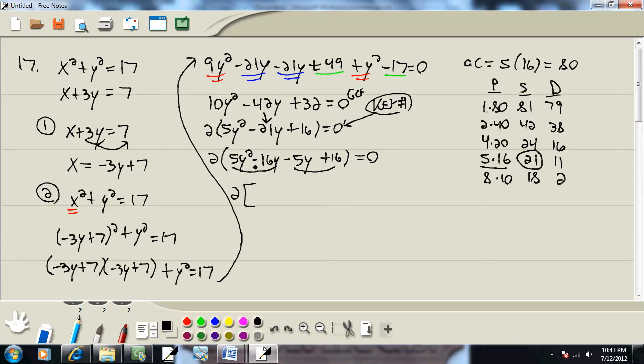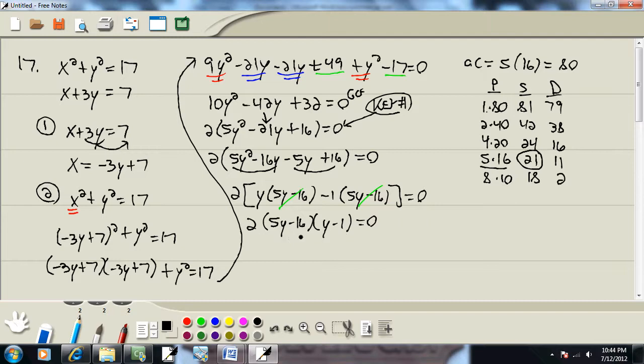Well, 2 carries down here, and I'm going to factor by grouping. First group has a y in common, and that gives us 5y minus 16. Second group has nothing in common, but my first term is negative. So we're always going to factor out a negative if your first term is negative. And that gives us 5y minus 16. Well, now they both have a 5y minus 16, so that carries down. And you can cross these out to see what goes in your second set of parentheses, which is the y minus 1.